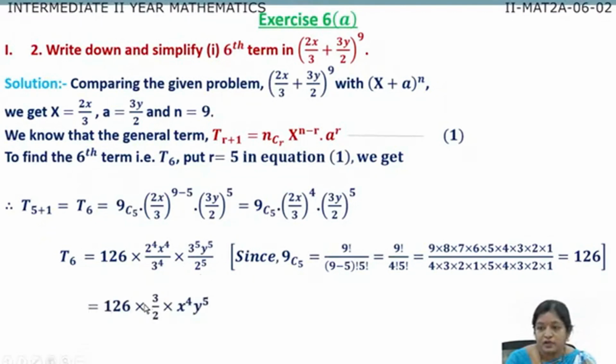So 126 into, you cancel this 2 power 4 and in this 2 power 5 we will be remaining with one more 2, and if we cancel 3 power 4 in 3 power 5, we will be remaining with 1 three here. So x power 4 and y power 5, and if you cancel this 126 by 2, finally you will get the t6 value as 189 into x power 4 into y power 5. So this is the sixth term in the given expansion. This is the sixth term we needed.